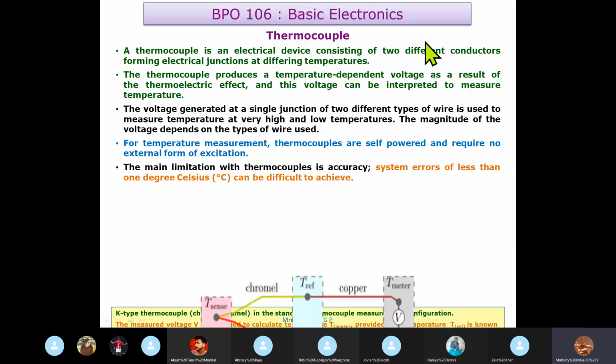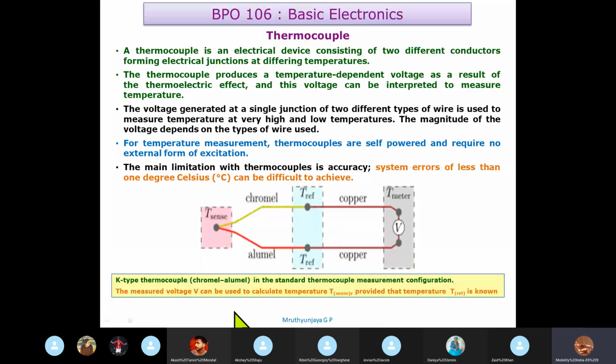You see the diagram? Chromel, alumel. There are two different materials. This is one place, a reference point where they are joined together, and the other place they are kept at two different temperatures.